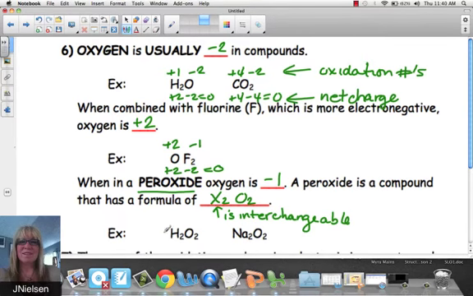So here, this is hydrogen peroxide. This is what we put on our cuts. Hydrogen is +1. That gives me a +2. This is a -1, -2. It equals 0. And this is sodium peroxide. So oxygen will always be -2 unless it combines with fluorine, in which case it's a +2, or when it forms a peroxide, in which case it's a -1.